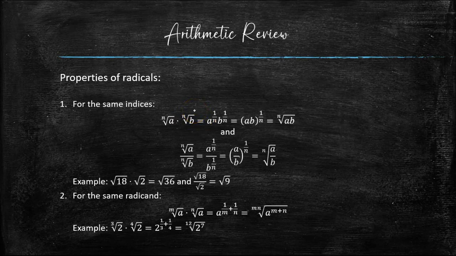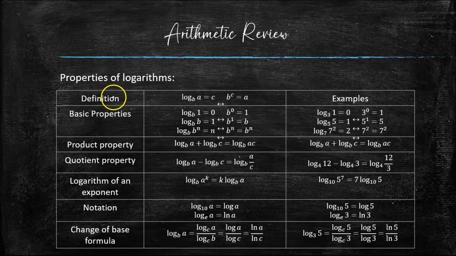important ones that are worth mentioning are the ones where you have two radicals multiplied with the same indices and two radicals multiplied with the same radicand. And here are some examples. Finally, these are the properties of logarithms. And the most practical one here is the change of base formula. This pretty much tells you why every calculator doesn't have a log base 3 button, log base 4 button.